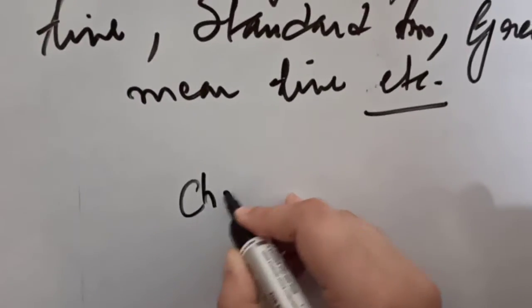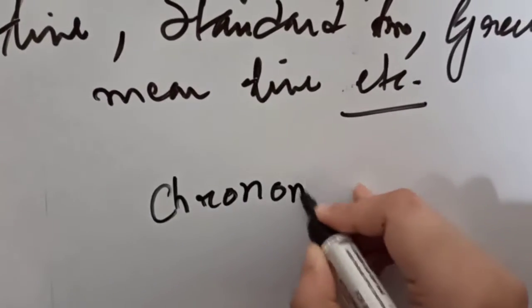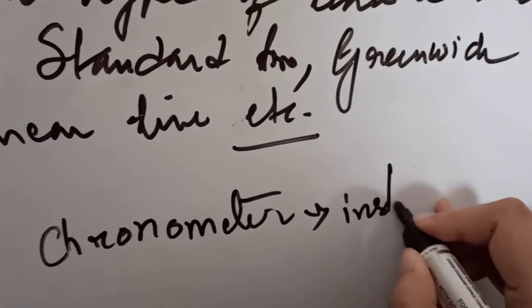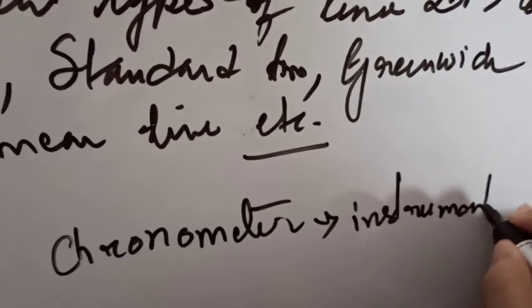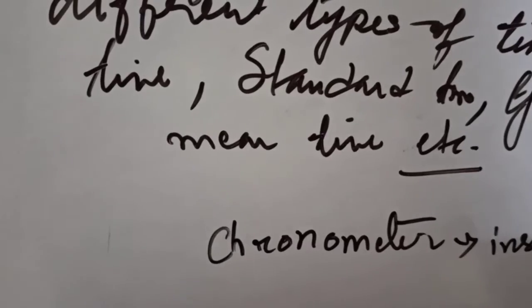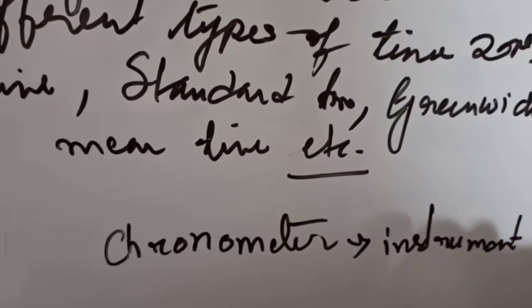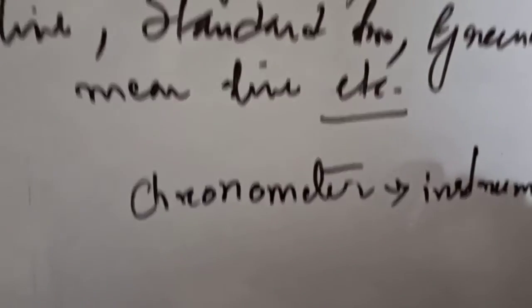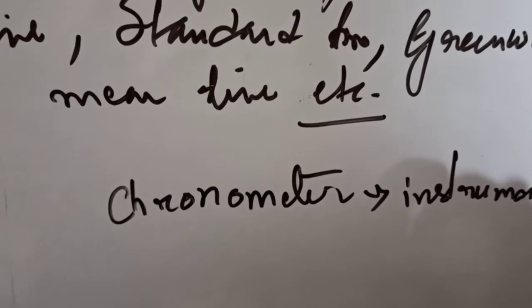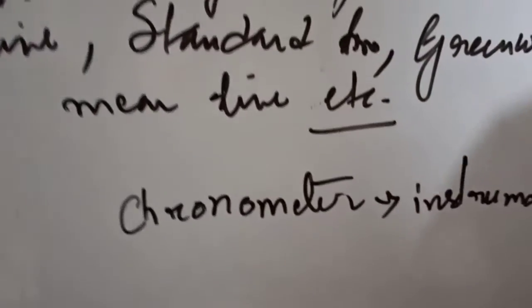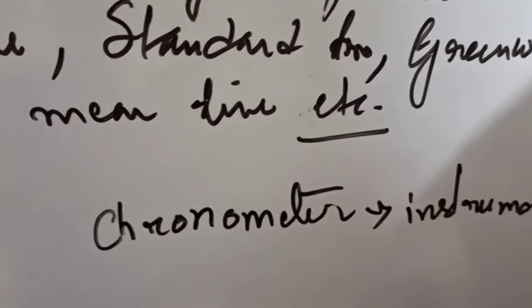Next is the chronometer. It is the instrument which helps us to measure the time at any local place, or the local time, or the Greenwich time.